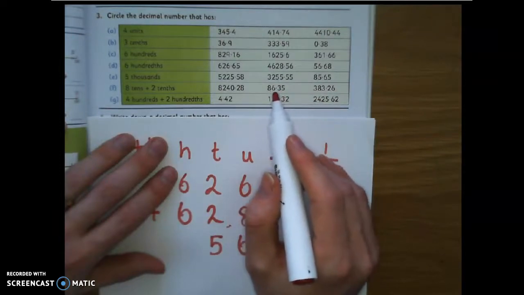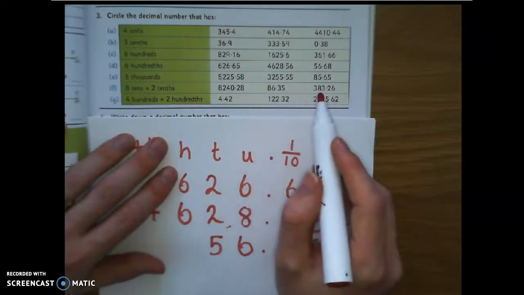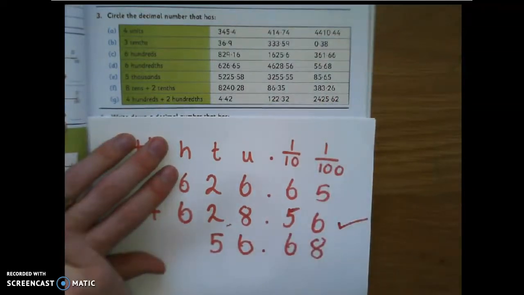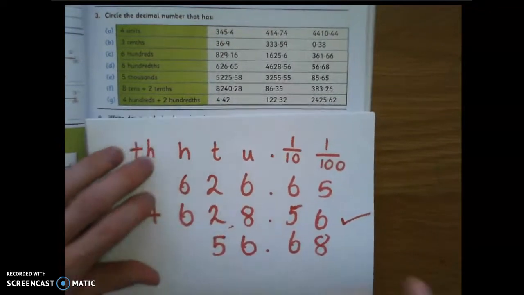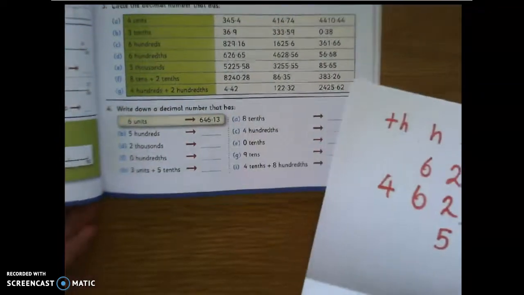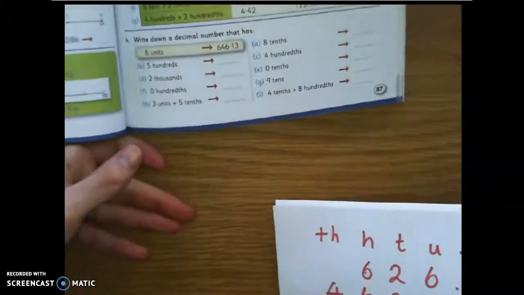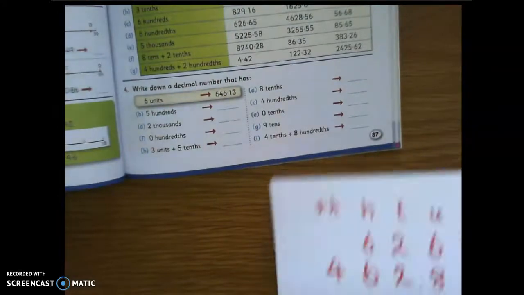This has 8 tens and 3 tenths. This has 8 tens and 2 tenths. So that's the one there. Okay, so I'm not going to give you the answer for every single one, but that should give you a good idea what to do. And the last one here, guys, this is just you make up a number of your own.